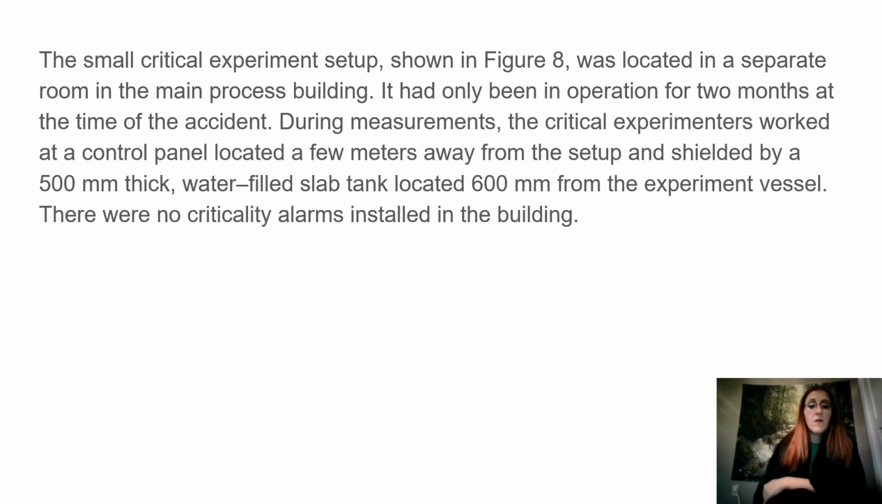The small critical experiment setup, shown in Figure 8, was located in a separate room in the main process building. It had only been in operation for 2 months at the time of the accident. During measurements, the critical experimenters worked at a control panel located a few meters away from the setup and shielded by a 500 mm thick, water-filled slab tank located 600 mm from the experiment vessel. There were no criticality alarms installed in the building.